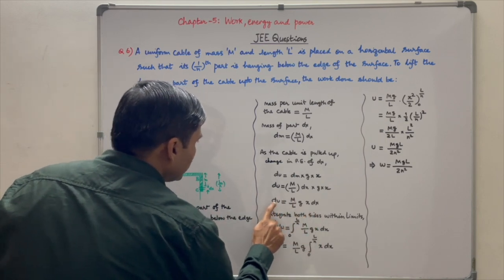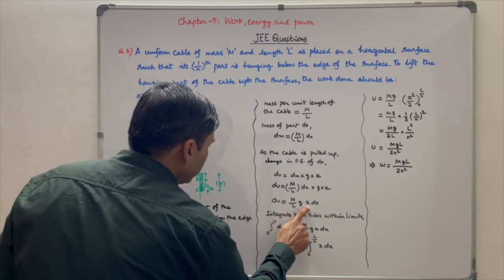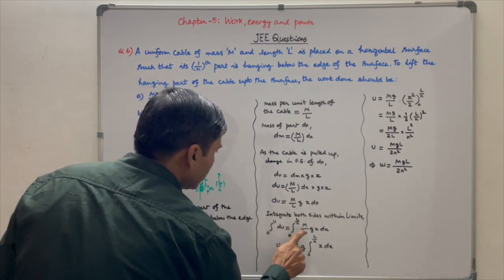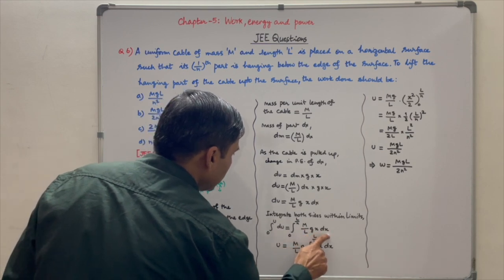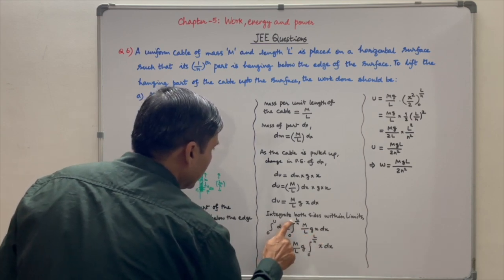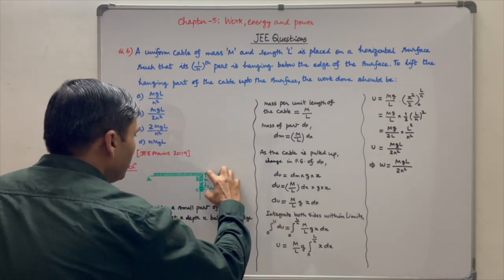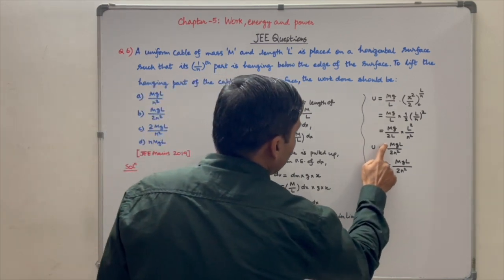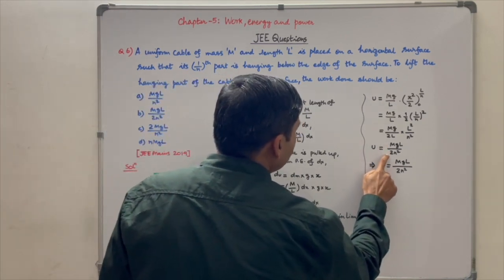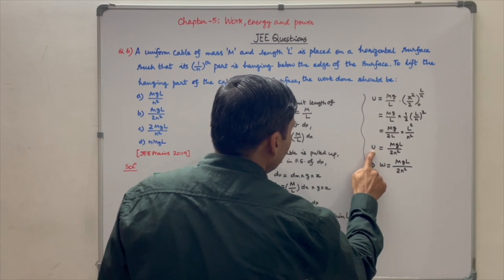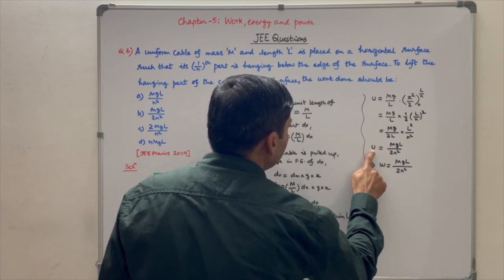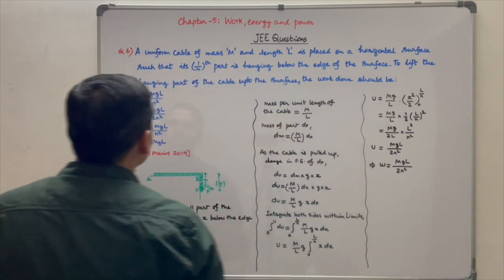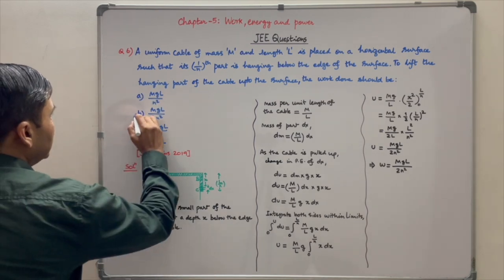We can integrate both sides of this equation within limits. So integration of du from 0 to u is equal to integration of m by L gx dx from 0 to L by n, as the length of the hanging part is L by n. So after integration, we get u is equal to mgL upon 2n square. And this is the work done on the cable to pull it up completely on the table. So our answer is mgL upon 2n square. So option B is correct.